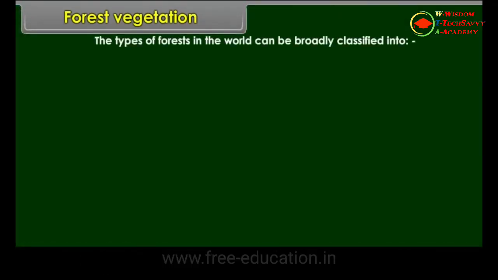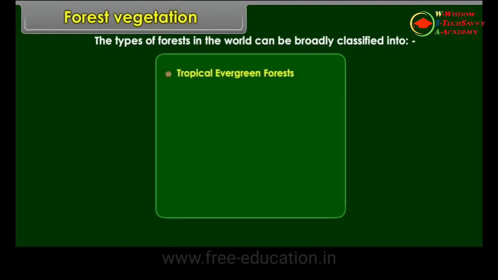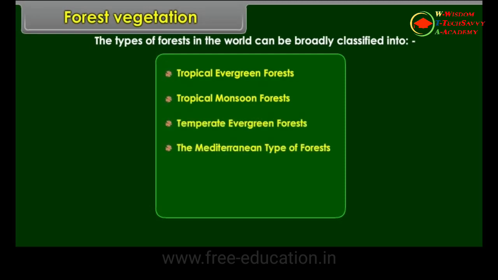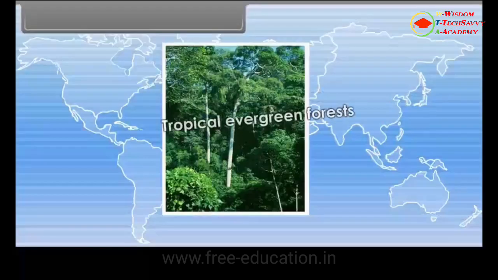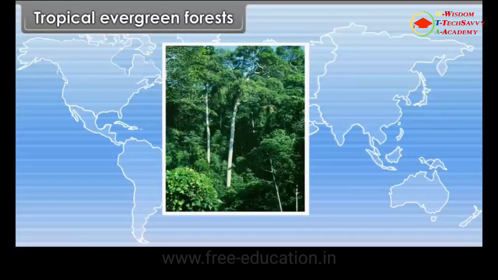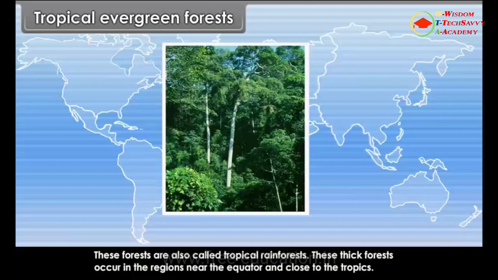The types of forests in the world can be broadly classified into tropical evergreen forests, tropical monsoon forests, temperate evergreen forests, the Mediterranean type of forests, temperate deciduous forests, coniferous forests. Tropical evergreen forests. These forests are also called tropical rainforests. These thick forests occur in the regions near the equator and close to the tropics.